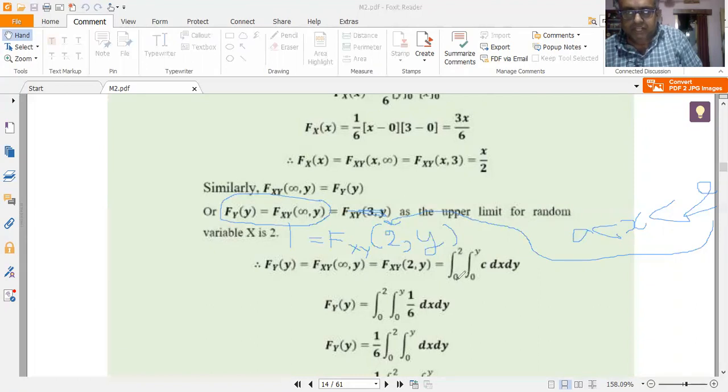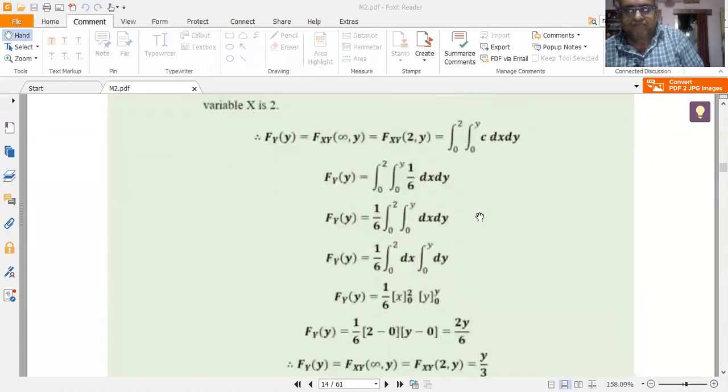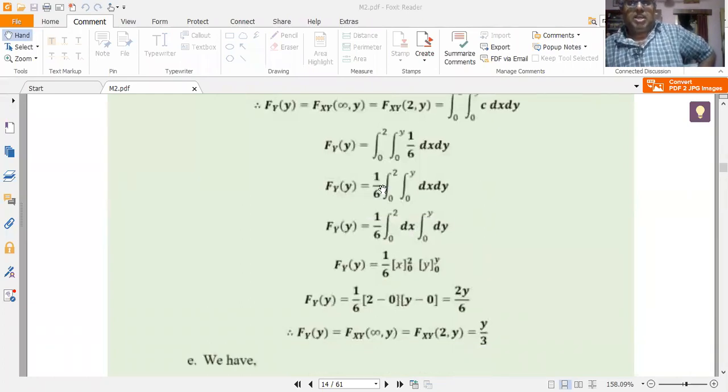So now this becomes integral 0 to 2, integral 0 to y, c dx dy. Or Fy of y is equal to integral 0 to 2, integral 0 to y, substitute the c value, which is equal to 1 by 6, dx dy. I get 1 by 6 integral 0 to 2 integral 0 to y dx dy, after I pull out 1 by 6 outside the integral sign, since it is a constant. This double integral can be split as the product of two one-dimensional integrals. So I get 1 by 6 integral 0 to 2 dx into integral 0 to y dy.